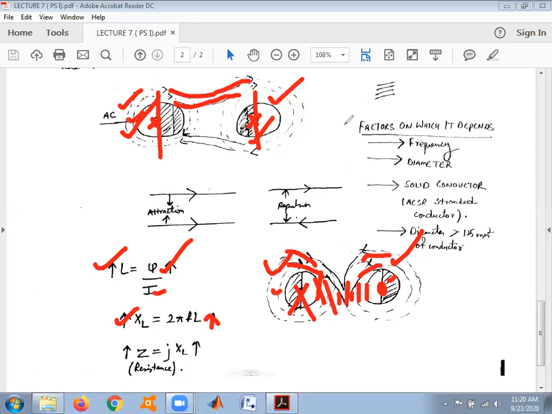The proximity effect also depends upon the following factors. The first is frequency: as the frequency increases, the proximity effect increases. The second is diameter: as the diameter increases, the proximity effect increases. Then the construction of the conductor, whether it is a solid conductor. In the case of aluminium coated steel reinforced conductors, the proximity effect is reduced. And the last one is diameter: if the diameter is greater than 125 mm square, we can say that the effect is going to be neglected. So this is all regarding today's topic.